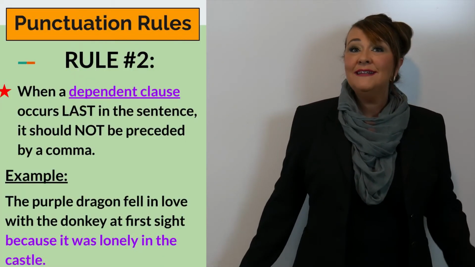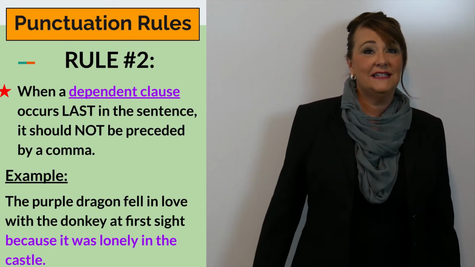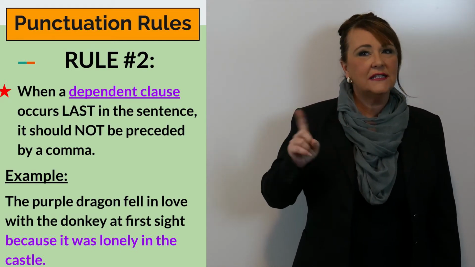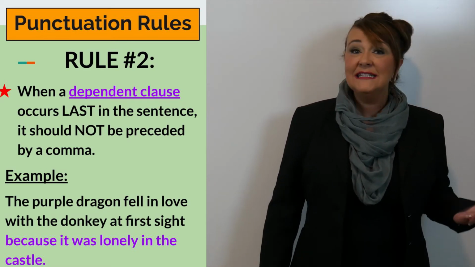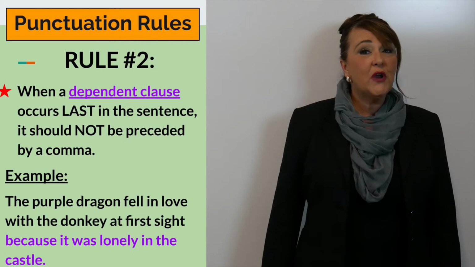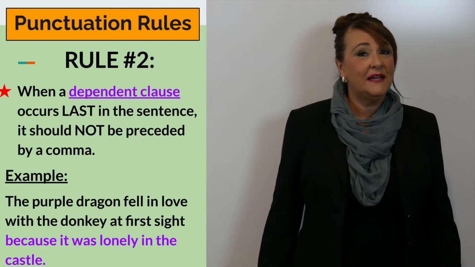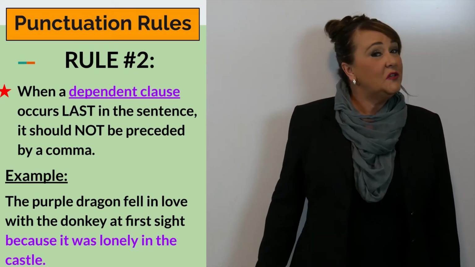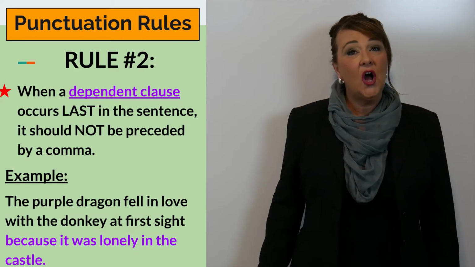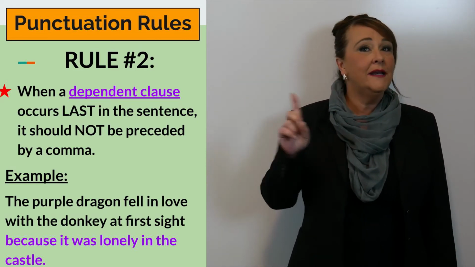Now, rule number 2 says that when the dependent clause occurs at the end of the sentence, it should not be preceded by a comma. For example, the purple dragon fell in love with the donkey at first sight because it was lonely in the castle. Did you see how that dependent clause came at the last part of the sentence and we did not use a comma?